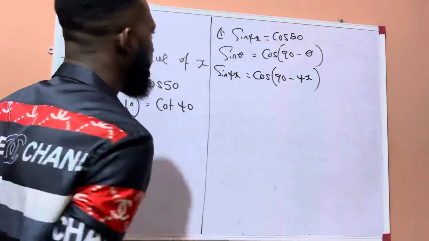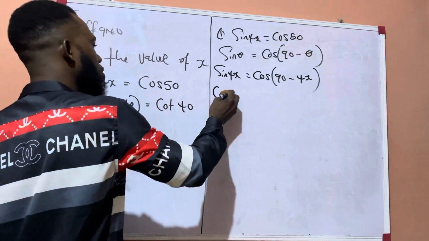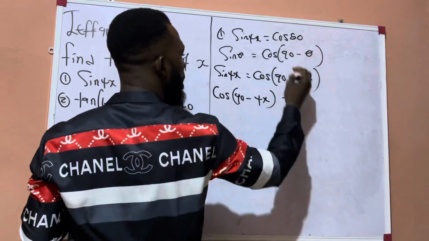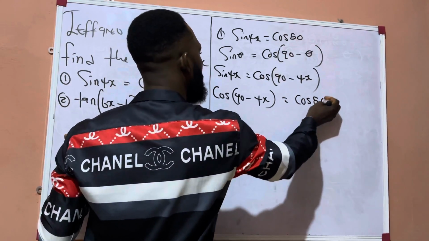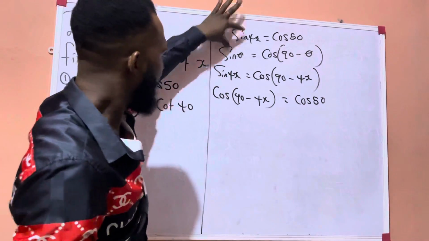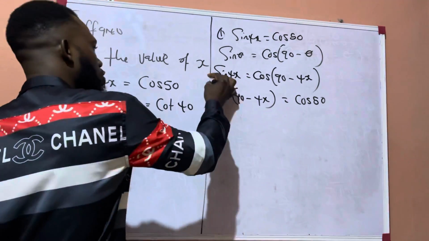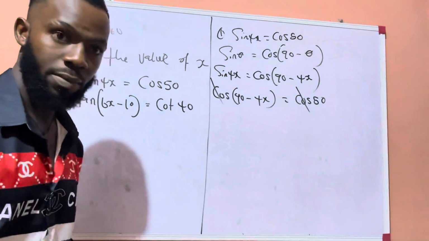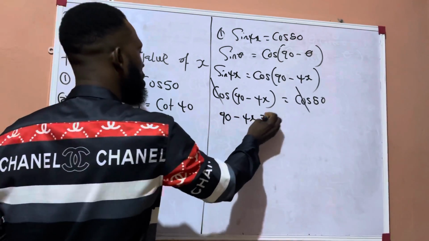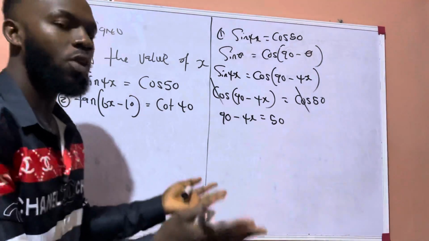Writing this question again, instead of sine 4x, I would write cos of 90 minus 4x is equal to cos 50. You will see now that there is no more sine here. Sine has been converted to cos. Cos cancels out cos because they are the same. Now we have 90 minus 4x is equal to 50.